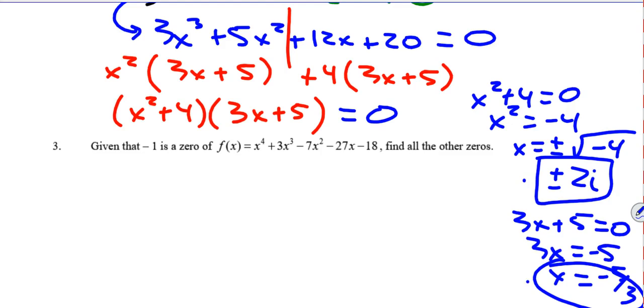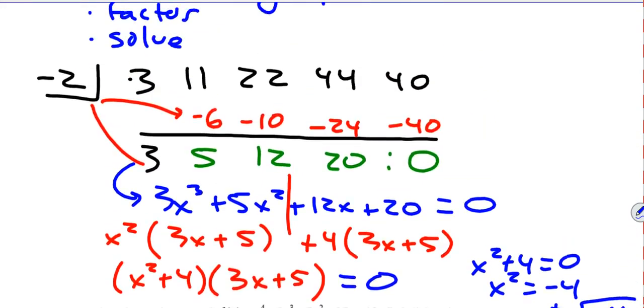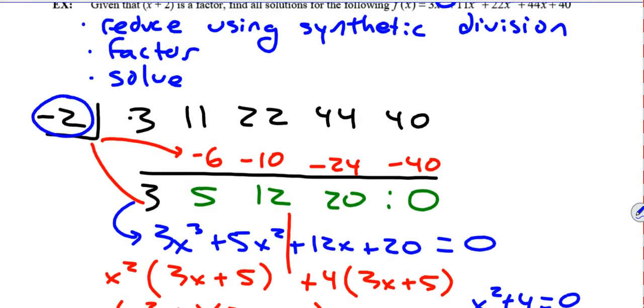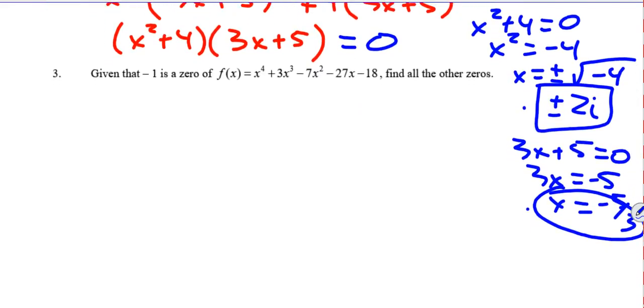All right, so that's 3. Remember, we're supposed to have 4. You're like, well, where's the fourth one? Well, we were given the fourth one, negative 2. You need to write that. So we say x equals negative 2. Those are your 4 zeros. Again, real or imaginary. There's 2 real and 2 imaginary. 4 total. Okay? So go ahead and try number 3.